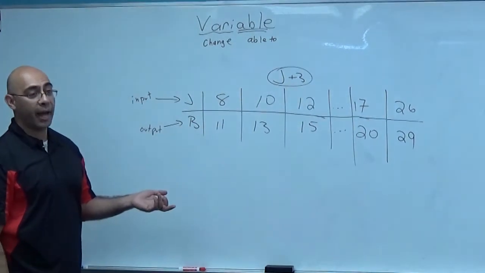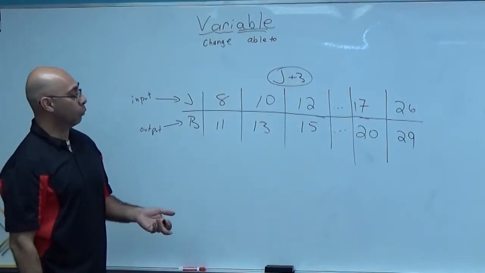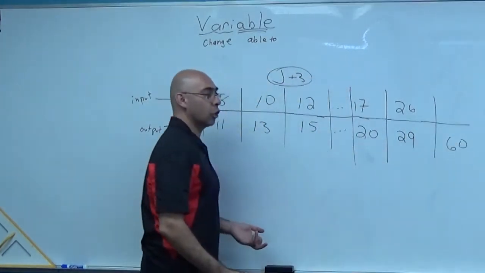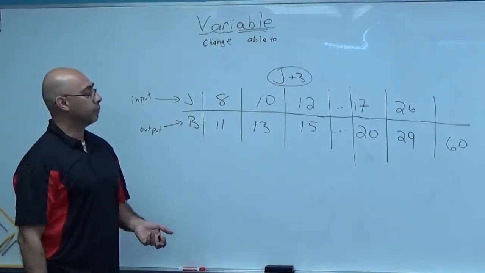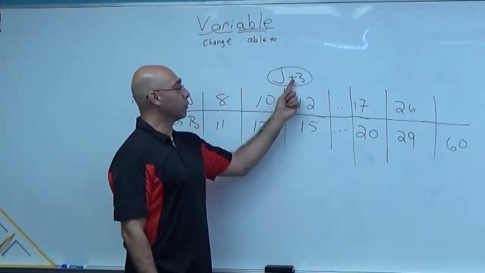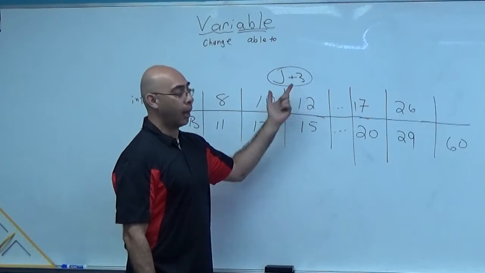Now we can work backwards. What if Brenda had $60? What does that mean Joey had? 57, because you had to work backwards. When you work backwards, you do the opposite.